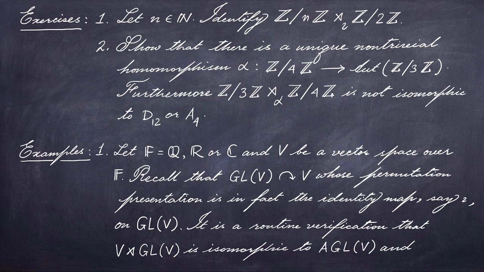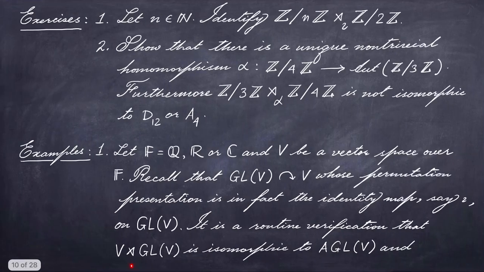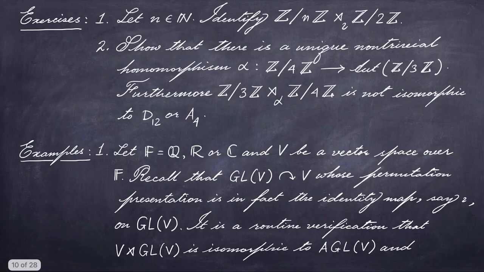Now let me talk about some standard examples of semi-direct products. The first one is by the linear action of GL(V) on V. This is the semi-direct product which we obtain. A typical element (v, A), if we send it to (T_v, T_A), we see that this establishes an isomorphism between this semi-direct product and the group of all affine invertible linear transformations on V.